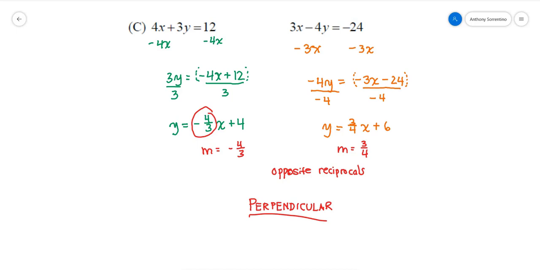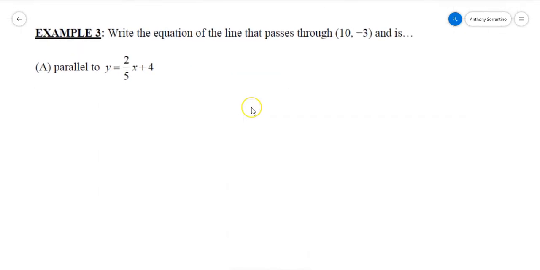The next thing you're asked to do is to now write the equation of a line that gives a certain description based off of being parallel or perpendicular to another line. So let's have a look at that. There's two parts to example 3. They want you to write the equation of a line that passes through (10, -3), and in part A is parallel to y = 2/5 x + 4.